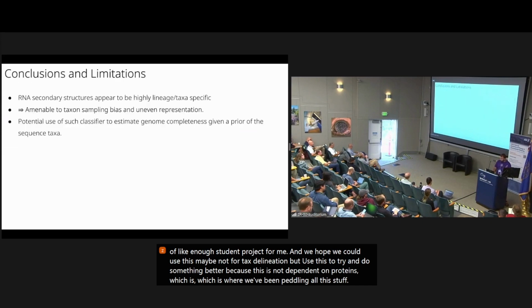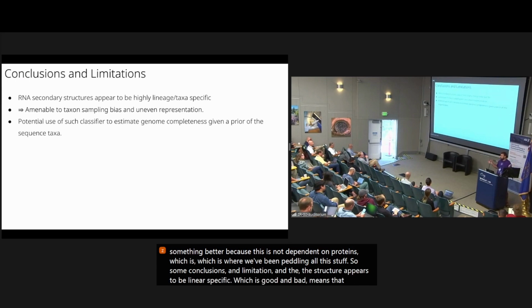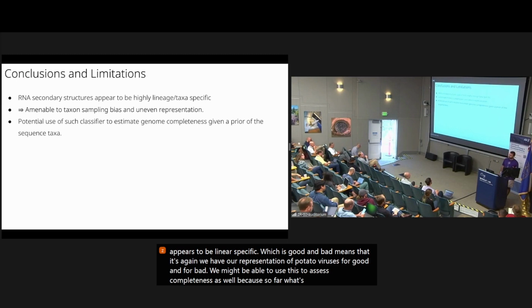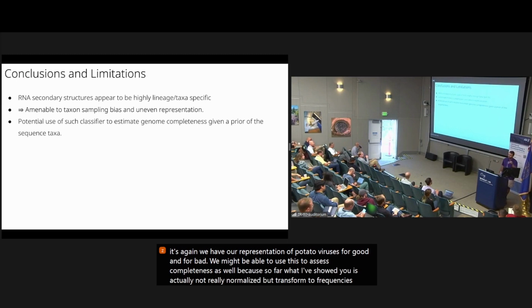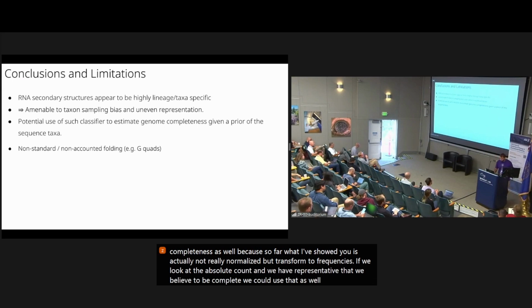So some conclusions and limitations. RNA secondary structure appears to be lineage specific, which is good and bad, means that we have overrepresentation of potato viruses, for good and for bad. We might be able to use this to assess completeness as well, because so far what I've showed you is actually not really normalized, but transformed to frequencies. If we look at the absolute count and we have representatives that we believe to be complete, we could use that as well.